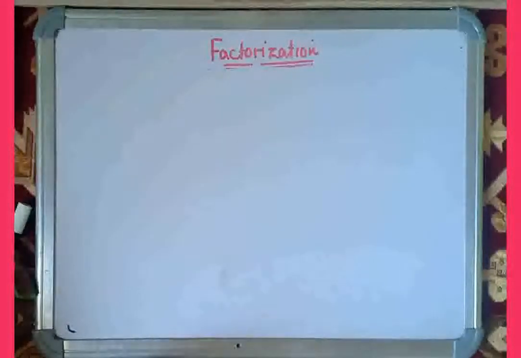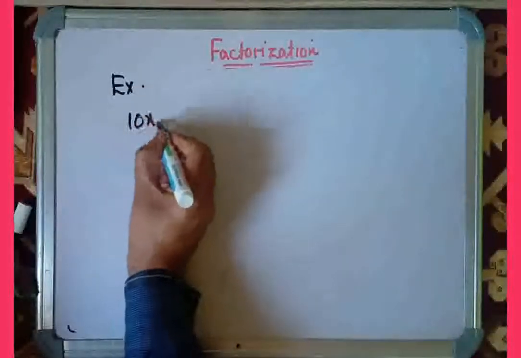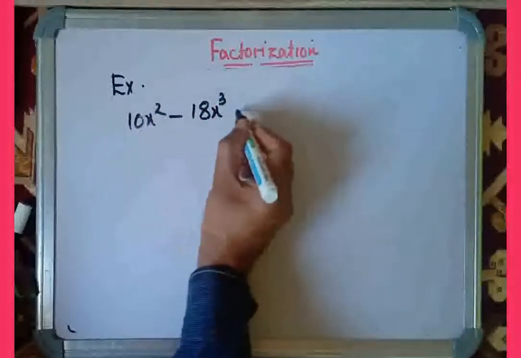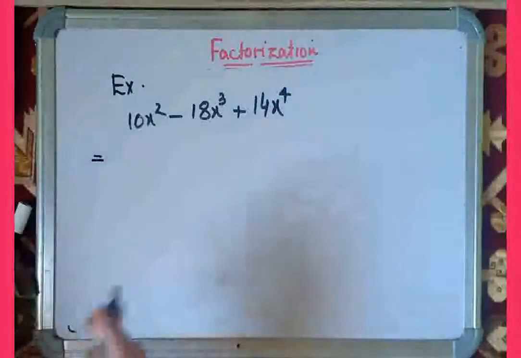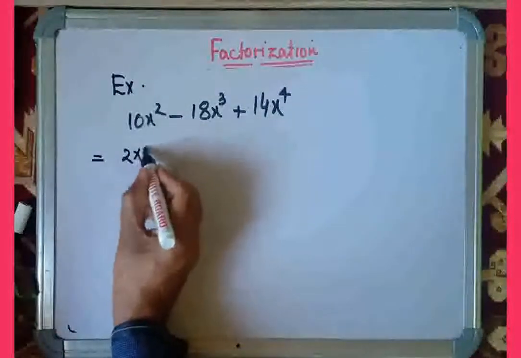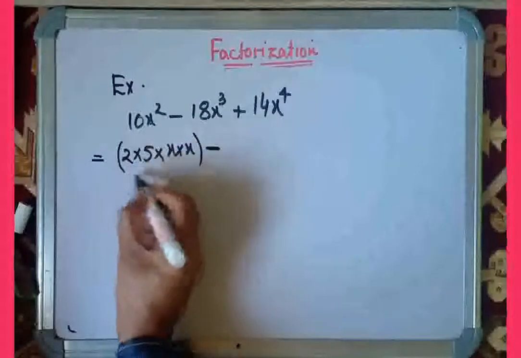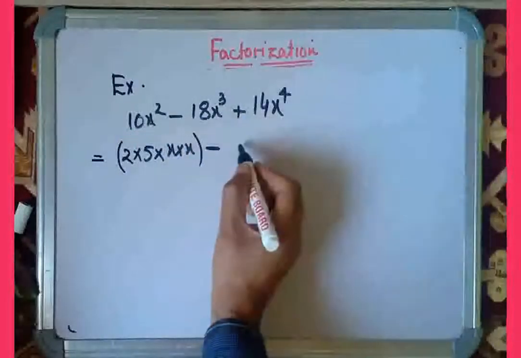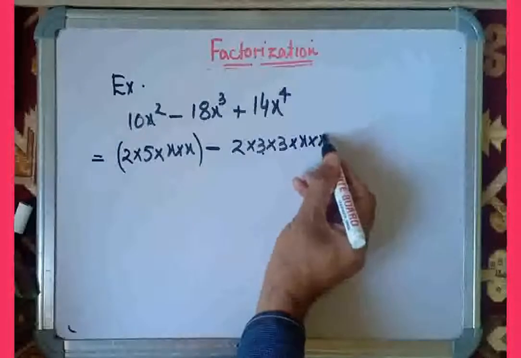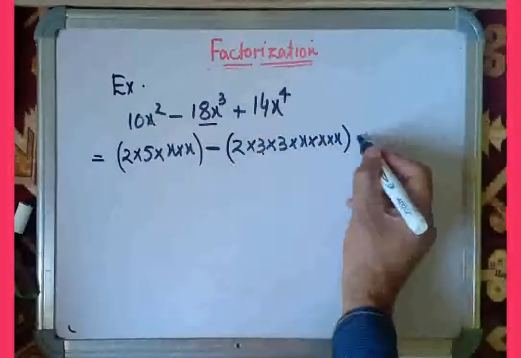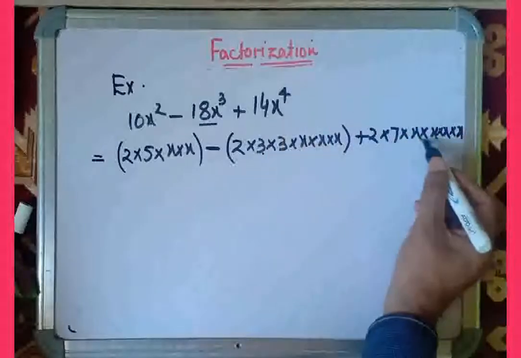Let's take another example in order to find the irreducible factors. The example is 10x square minus 18x cube plus 14x raised to power 4. Let us try to find the factors of each term separately. 2 into 5 is 10, into x square, which is x into x. These are the factors of the first term. Then minus 2 into 3 into 3, which is 18, into x cube: these are the factors of the second term. Then 2 into 7 is 14, into x to the power 4, which is x four times.